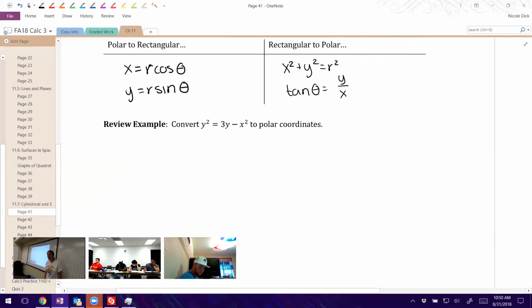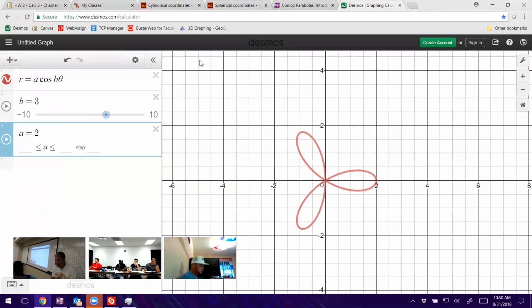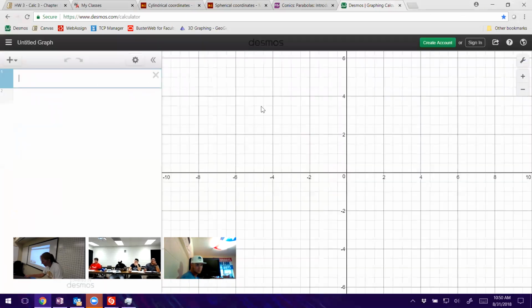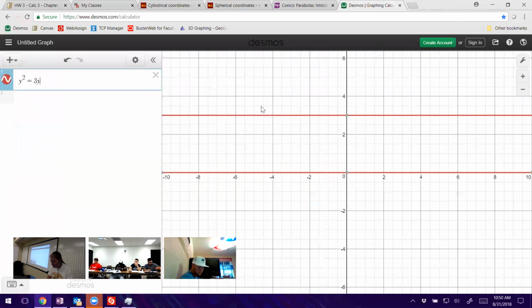So for example, if we've got this equation, y squared equals 3y minus x squared, okay? And just because I like Desmos and we don't get a chance to graph things in 2 dimensions very much, let's graph that. What's the graph of this going to look like before I type it up? Can anyone tell me? Is it a parabola? Yeah, it's going to be a circle.